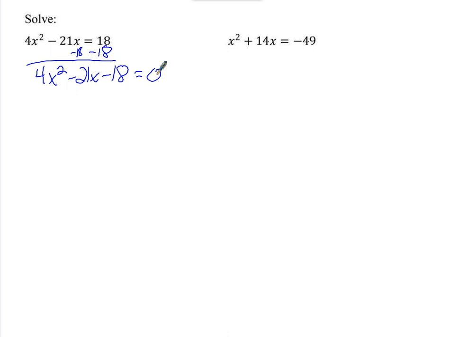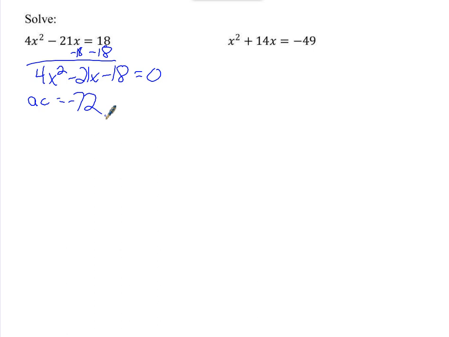All right, GCF here, is there a GCF? No, unfortunately, these are going to be big numbers. So that means we go with AC, and what is 4 times -18? Yeah, it's -72. All right, we're looking for two numbers that multiply to give us -72, and at the same time add to give us -21.